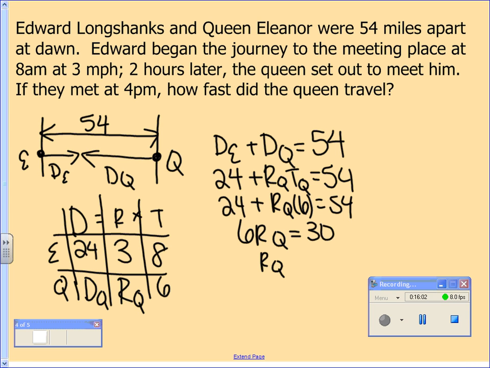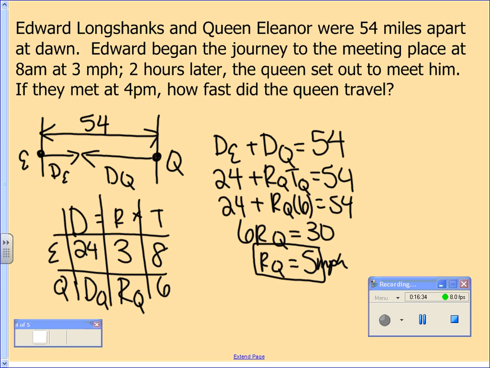So RQ would be, does that make sense? Okay. How fast did the queen travel? Is that the rate? How fast? So her rate was 5 miles per hour. They won't always be miles per hour. Sometimes they're kilometers per hour. Y'all see how that works?